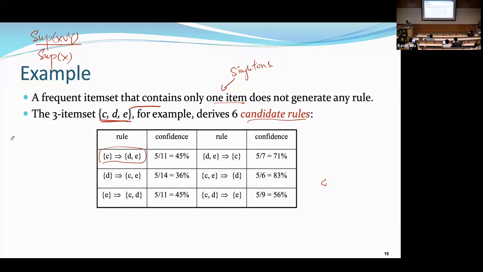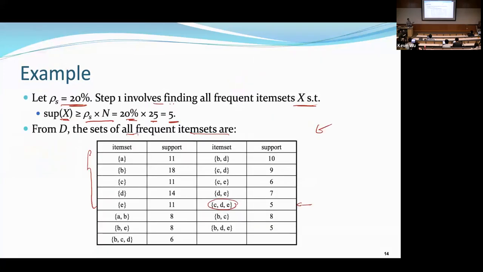That means that we need to check the support count of X union Y, which is CDE, divided by the support count of the left-hand side, which is C. So now the question is, do we have these support counts? Well, the answer is yes, we do have these support counts. They can be found in this table.